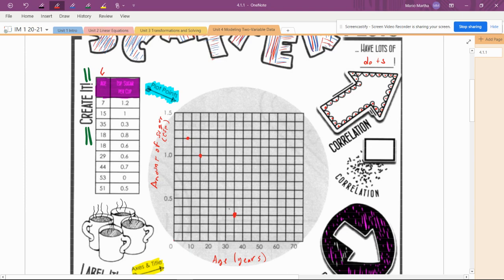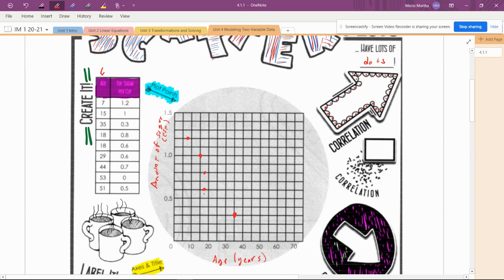Now, if you guys notice, there's no particular order here. Just make sure you're just plotting points here. You're not connecting them. You're just plotting the points. That's very important to remember when you guys are doing scatter plots. So 18 and 0.8. 18 and 0.8 would be about right there. And then 18 and 0.6, we're going to say it's about right here as well, right below.